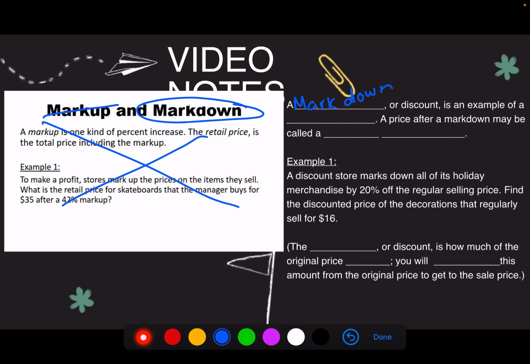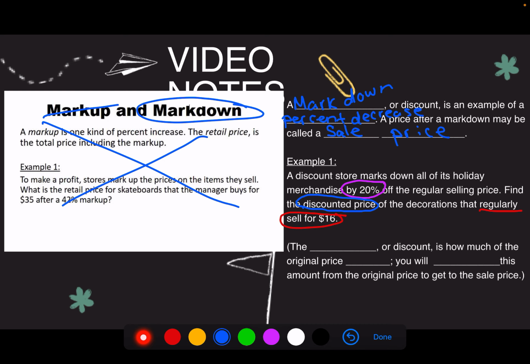A markdown or discount is an example of a percent decrease. A price after a markdown may be called a sale price. So then we have our example 1. It says a discount store marks down all of its holiday merchandise by 20%, off the regular selling price. Find the discounted price of the decorations that regularly sell for $16. So they regularly sell for $16, and we're looking for the discounted price.